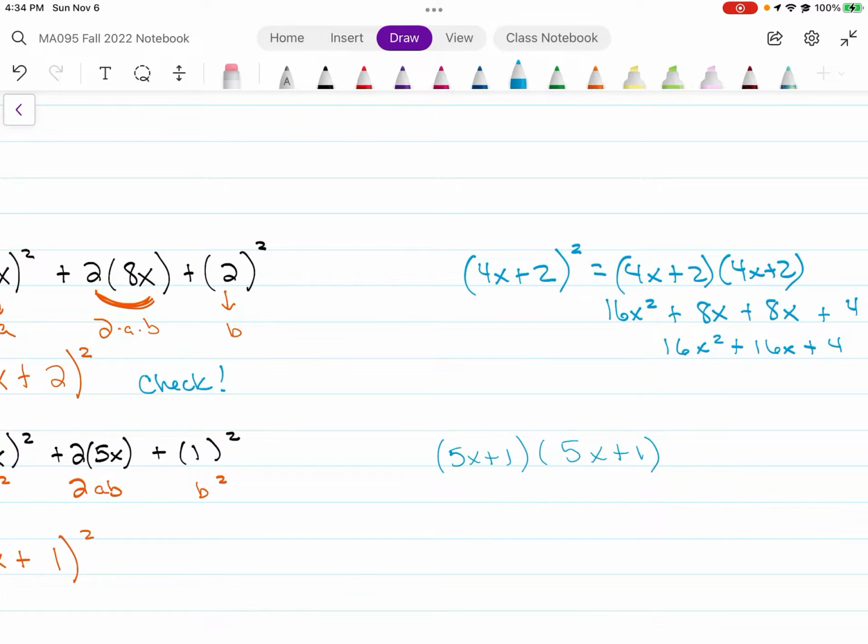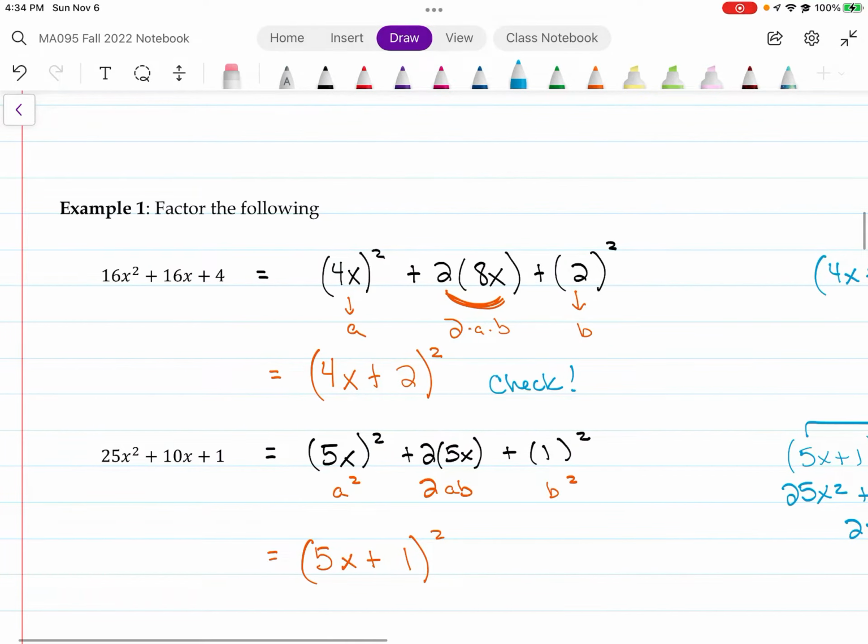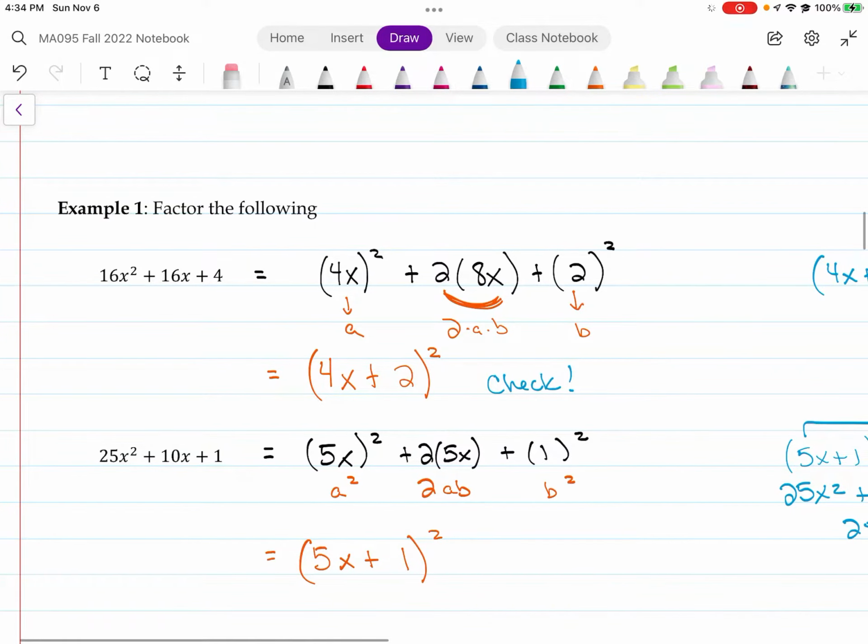All right, so let's square the first one. So first is 25x squared. The outside is 5x. The inside is 5x because it's times 1. And then 1 times 1 is 1. And we get 25x squared plus 10x plus 1, which is exactly what we were given. Okay, so this is our factored form.